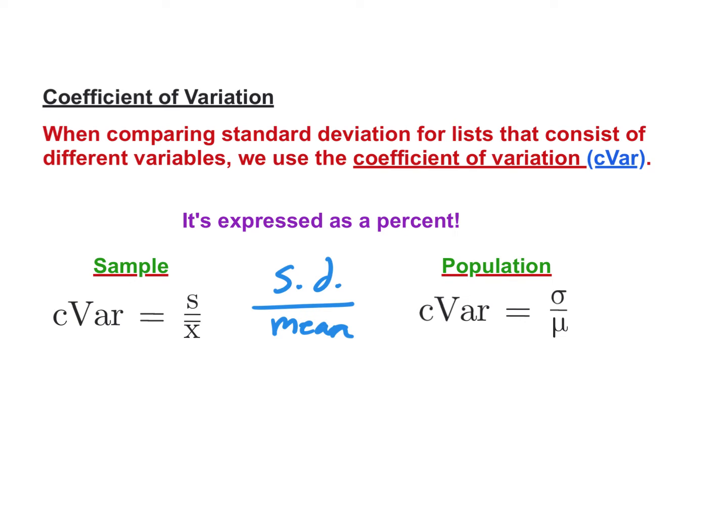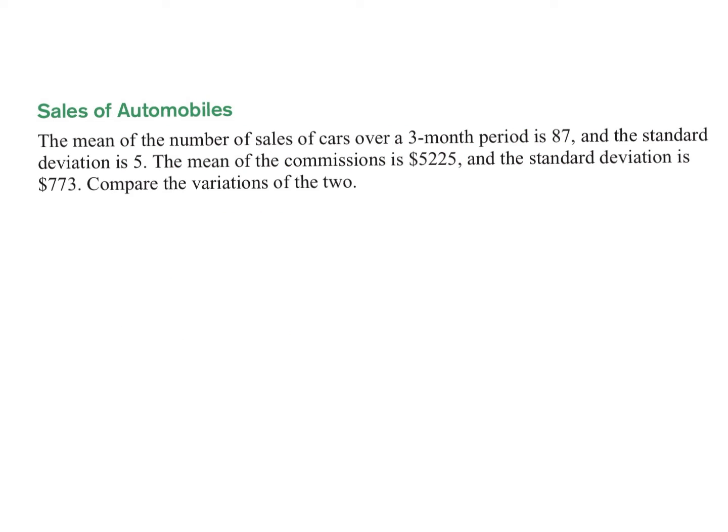On your next page... Wait, actually I do have a question. Yes? Okay. So the next part of your notes, you have an example problem. It talks about sales of automobiles. Okay, so just take a look at that. And it says the mean number of sales of cars over a 3-month period is 87. That means over that 3-month period, they sold an average of 87 cars. The standard deviation for that situation is 5.